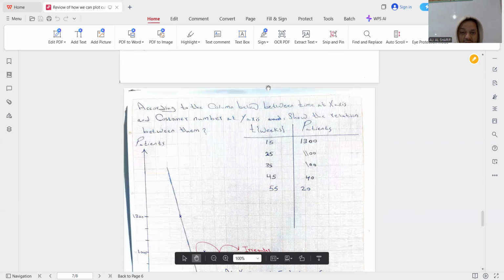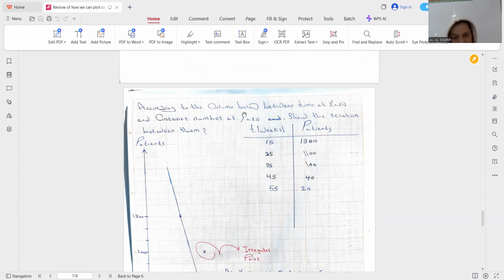It's necessary. At last, according to the column below: in the previous example, I had an exponential increase from a simple number to a huge number. Here, I will have a reverse situation. A huge number will decrease exponentially to a simple, small number. Here it's clear from this column, from 1,300 to 20.